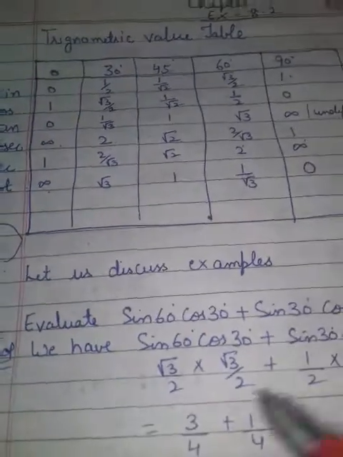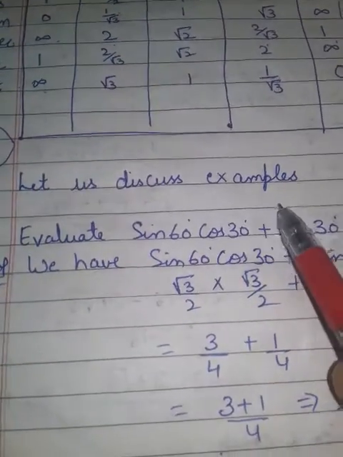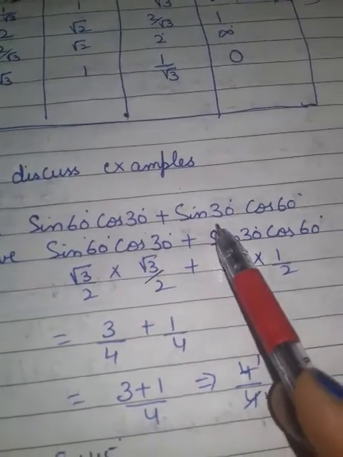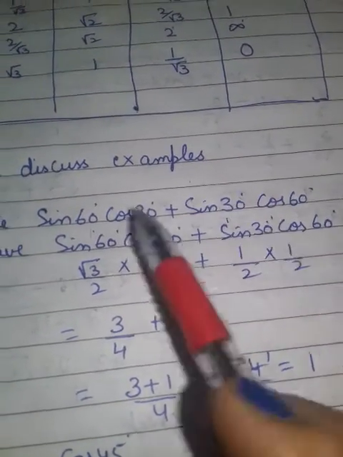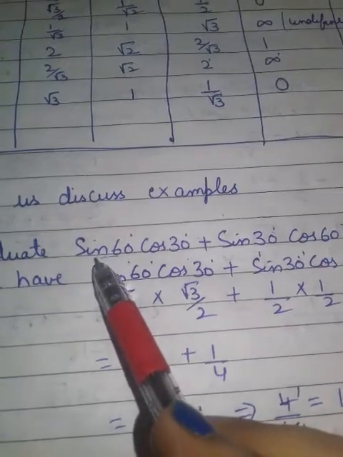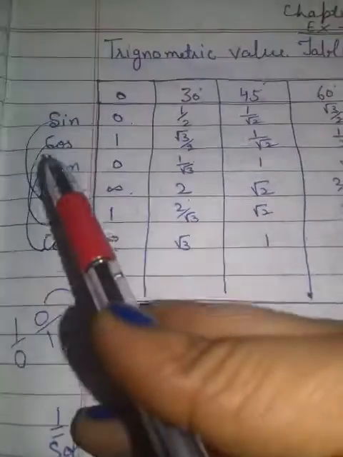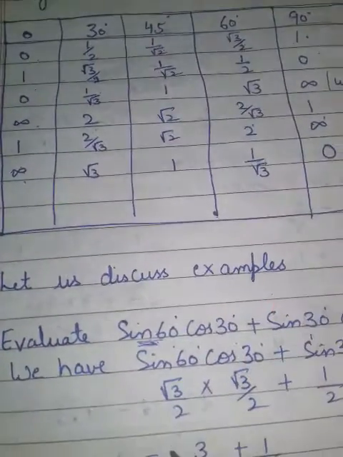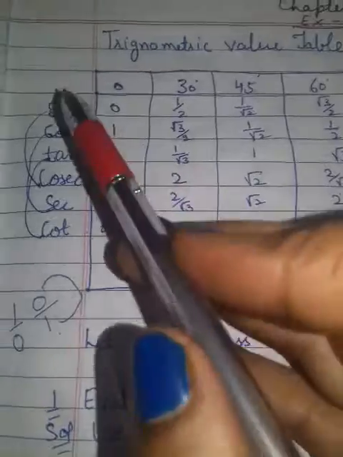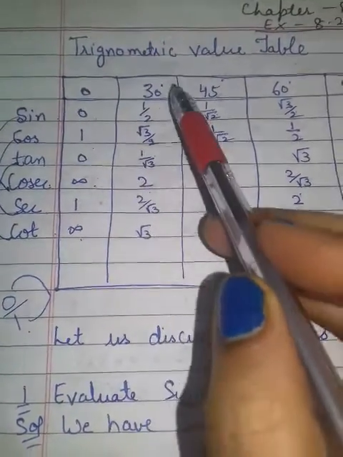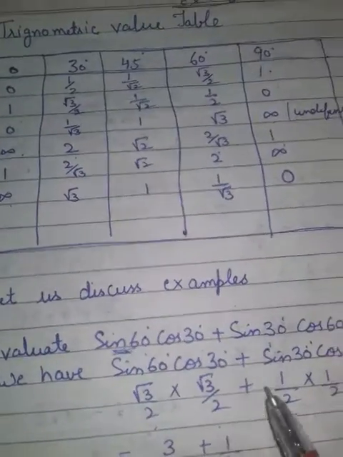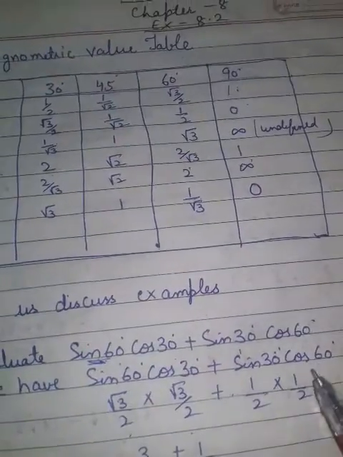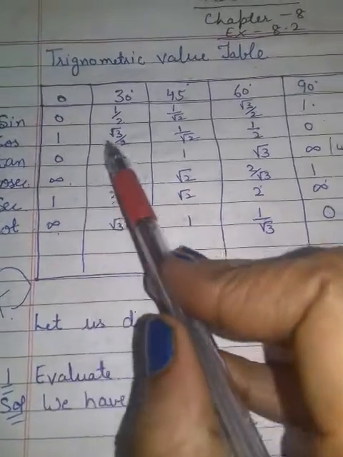Now let us discuss the examples. The first one is: evaluate sine 60 cos 30 plus sine 30 cos 60. Then you will see what the value of sine 60 is. In sine, go up to 60. What is there? Root 3 by 2. Cos 30: where is cos 30? Here. Root 3 by 2. Plus, same, sine 30 is 1 by 2, and cos 60 is 1 by 2.